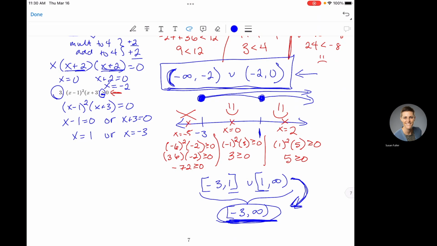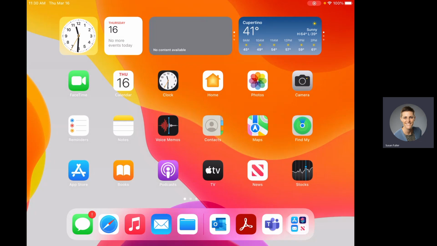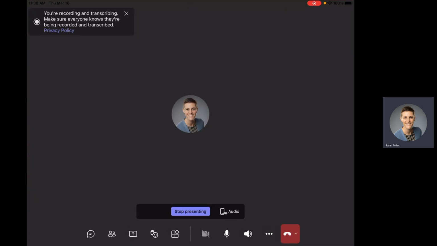Okay, hopefully that helps with inequalities. I'm going to make a couple more videos, one to help with polynomial long division, and another one to help with the factor theorem and the remainder theorem, which we didn't have a chance to do in class.